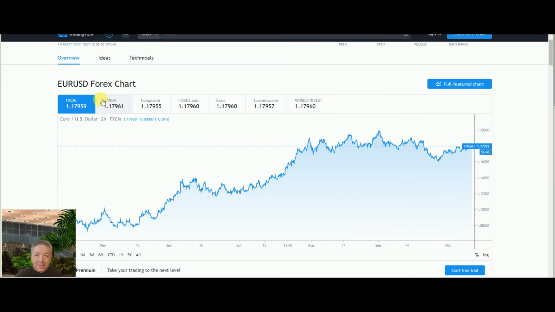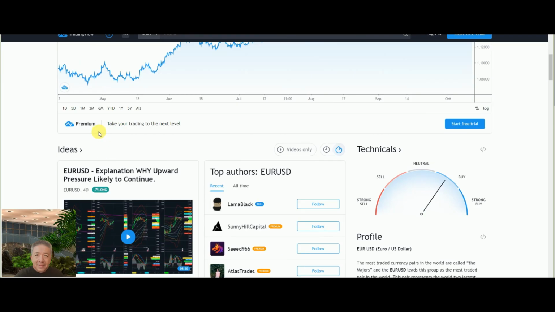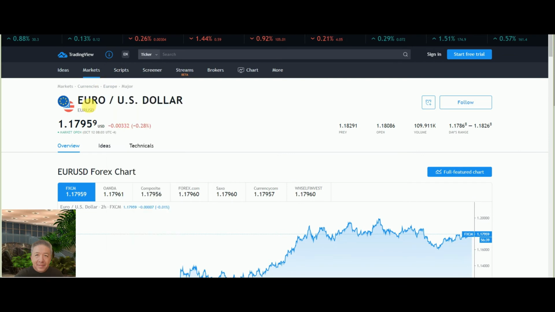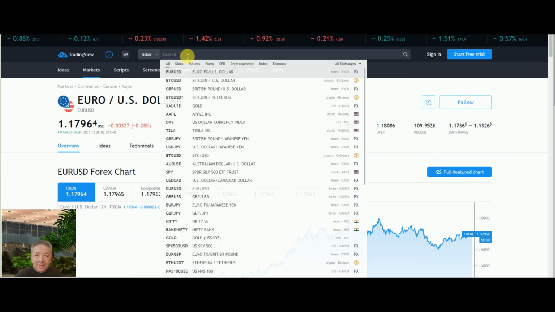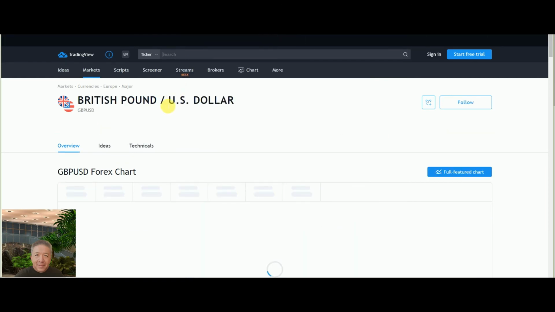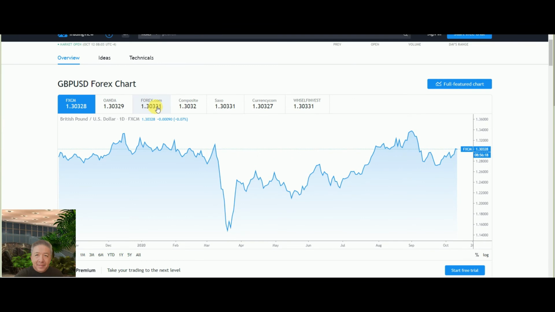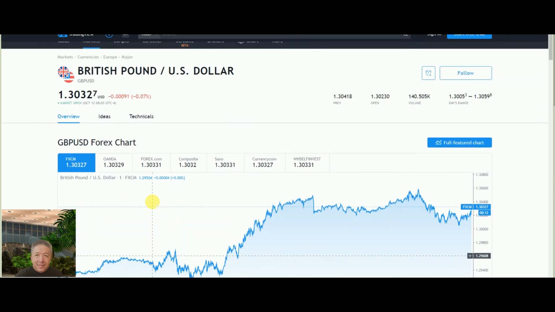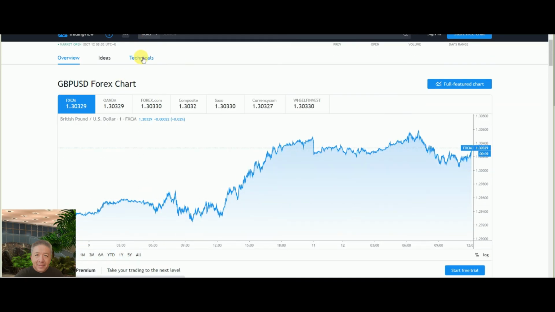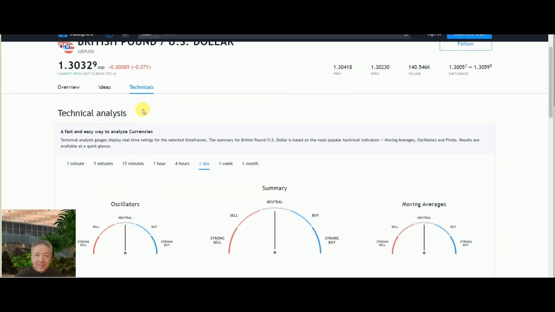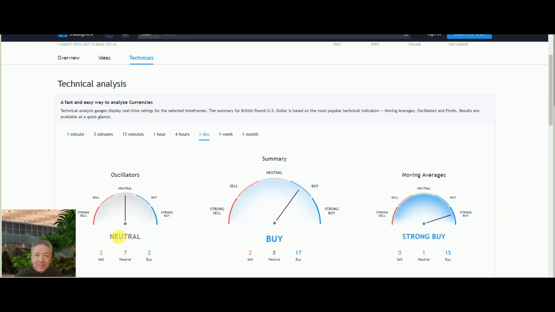So that's EURUSD. Again, if you don't have time to do all that, then just use the technical rules here. After EURUSD, maybe we can look at GBPUSD, the British pound versus the US dollar. This is how it looks like, the 1 day view. Now the technicals. For the daily, neutral for the oscillator, strong buy for the moving average, so buy for the summary. But that's one day view.